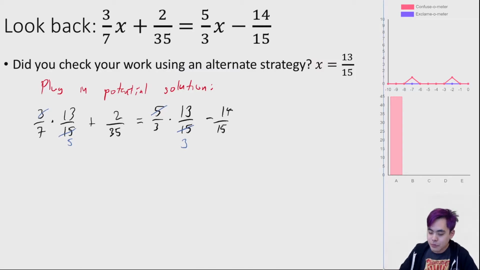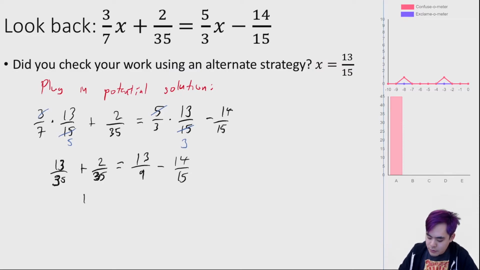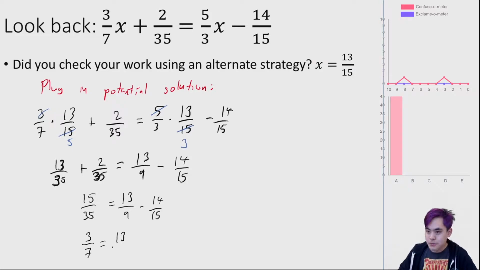And what are we left with? We're left with 13 over 35 plus 2 over 35 is equal to 13 over 9 minus 14 over 15, which is 15 over 35 is equal to 13 over 9 minus 14 over 15. 3 over 7 is equal to 13 over 9 minus 14 over 15. And, well, things look like they might be going wrong.